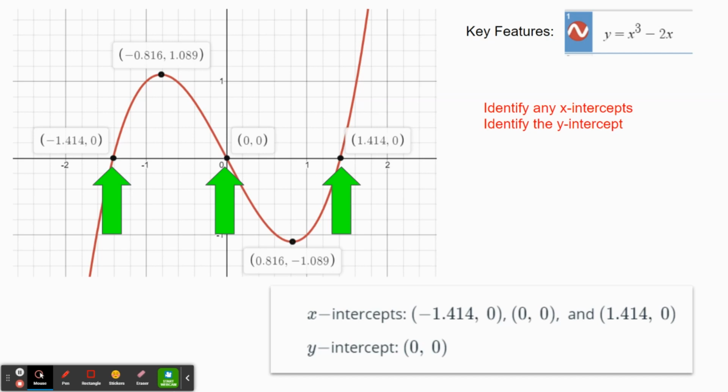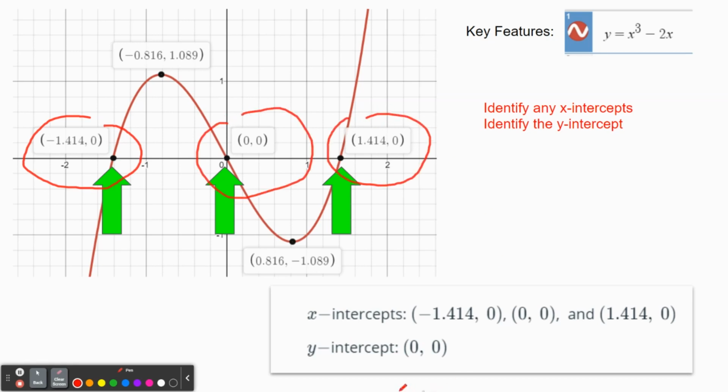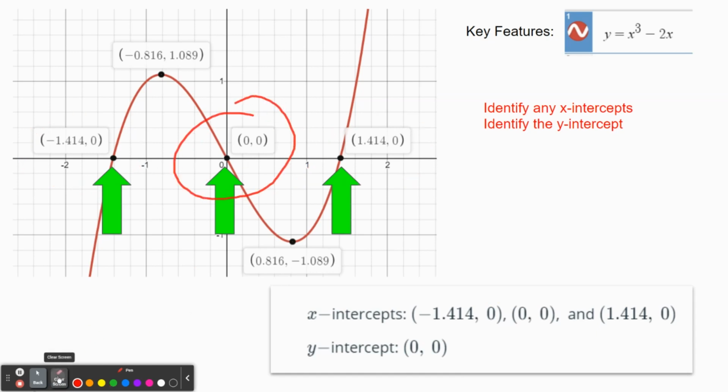What are the x-intercepts here? Well, it's wherever the y value is equal to 0. So there are 3 x-intercepts. Also, the point 0, 0 is the y-intercept as well, because that's where x is equal to 0. So 0, 0 is kind of doing double duty. It is an x-intercept and it is a y-intercept.